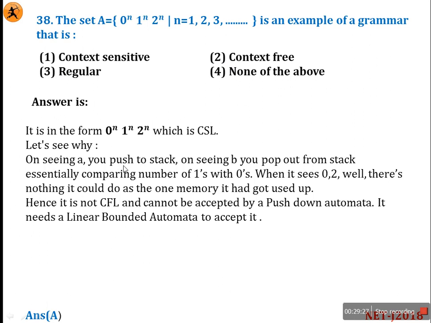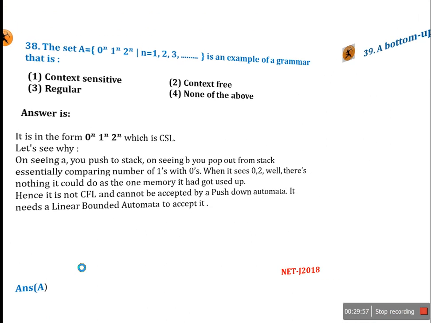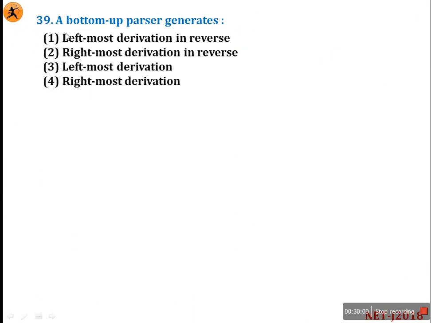Here, seeing a symbol you push onto the stack, seeing another you pop out of the stack, essentially comparing number of ones with number of zeros, and then number of zeros with number of twos. You can do this one using context free, but hence it is not context free language and cannot be accepted by a Pushdown Automata. It needs a linear bounded automata to read this context sensitive language. So answer A is right. Now we'll move to the next question.